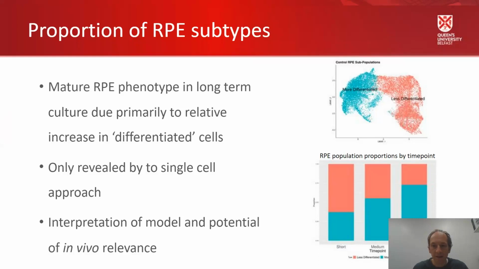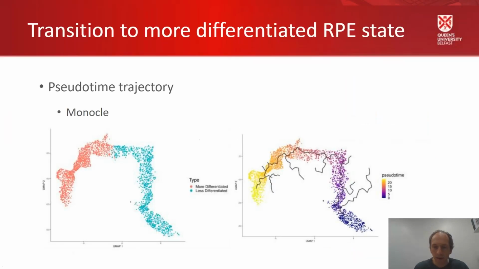And it also potentially has in vivo relevance, because I haven't shown it here, but there's some evidence that these subpopulations actually exist in vivo. So having these two cell populations also allowed us to study the transition between the less differentiated to more differentiated, so the maturation process, if you like. For this, we used pseudo-time analysis using the Monocle software. What this does is align all the cells along a trajectory from the least differentiated to the most differentiated.